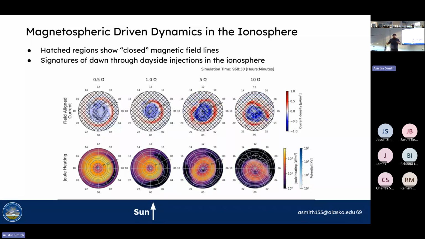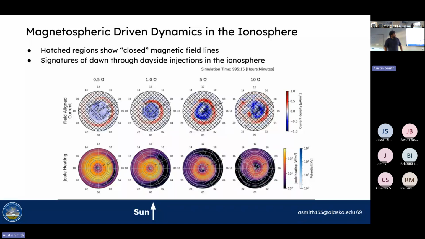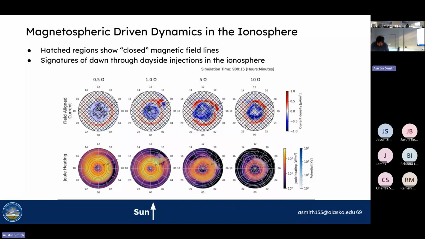There's these signatures in both Joule heating and the field line currents of these ejection flows, which basically come from the dawn side and co-rotate across the day side, kind of fizzle out on the dusk side. So there's a lot more to do here, but it's kind of cool to look at it easily. See all the crazy dynamics that are happening at Jupiter.